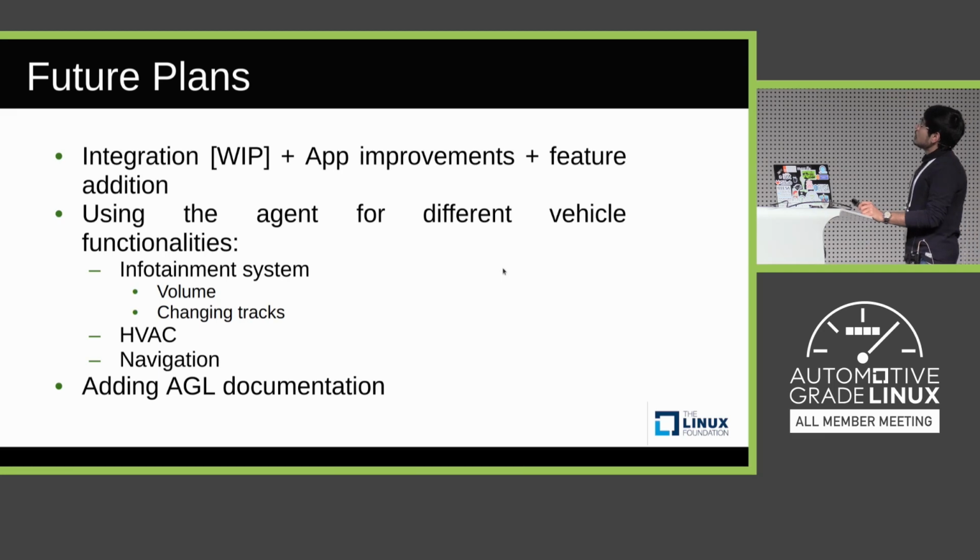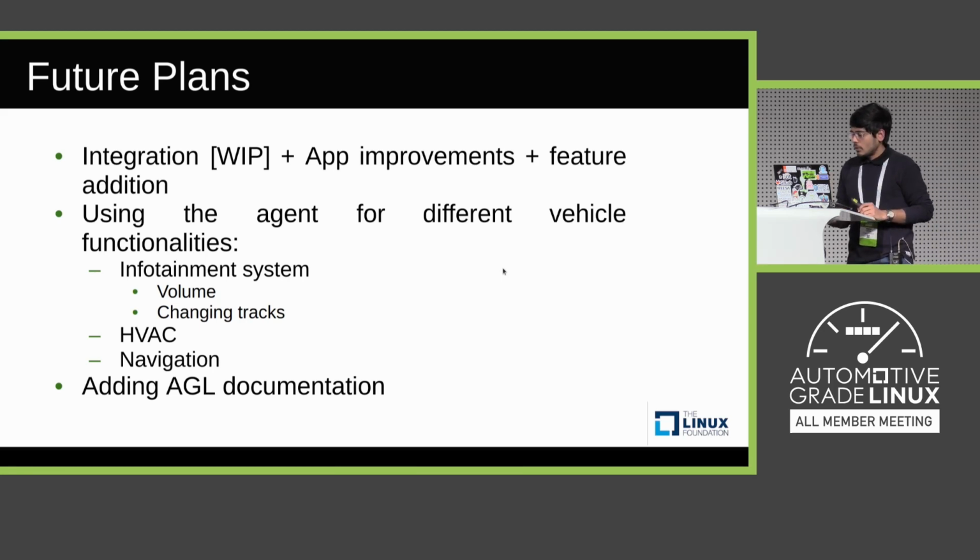So this is a very simple demo app. We could add a lot of improvements and functionalities to this app, like we could use this for the infotainment system, like changing the volume or tracks, or for controlling the car temperatures, or for navigation. And finally, once all these things are done, we need to add the AGL documentation for this layer. So for now, the blog is the only thing where all these things are documented for review.